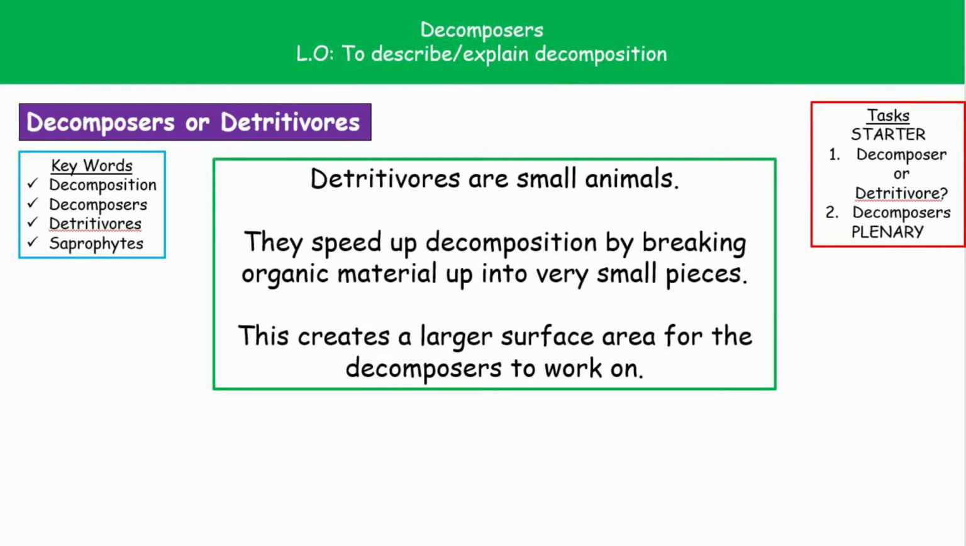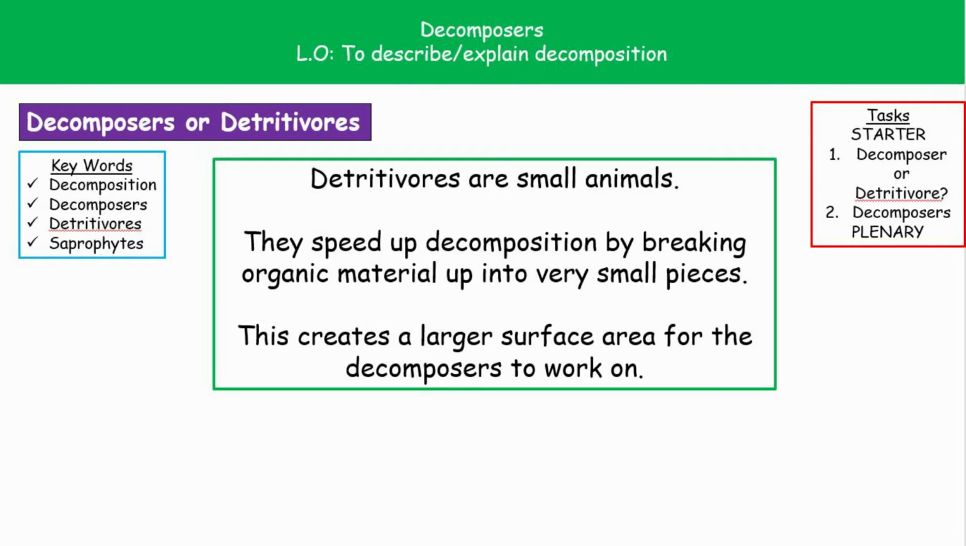So we've looked at our decomposers first of all. Now we need to have a look and see what a detritivore is. And don't mix these up, okay? They're two very different organisms. So decomposers, the bacteria and the fungi, detritivores are small animals. And the way that they help decomposition is very different.